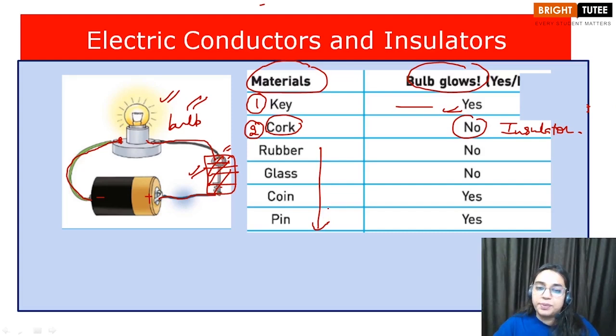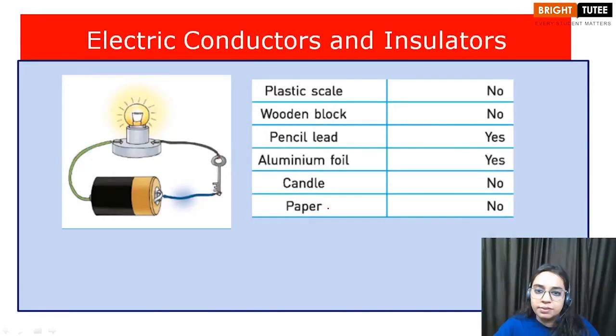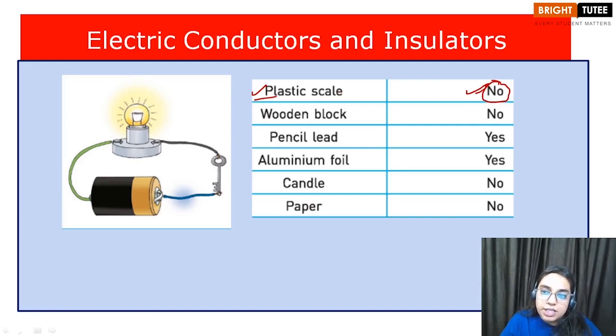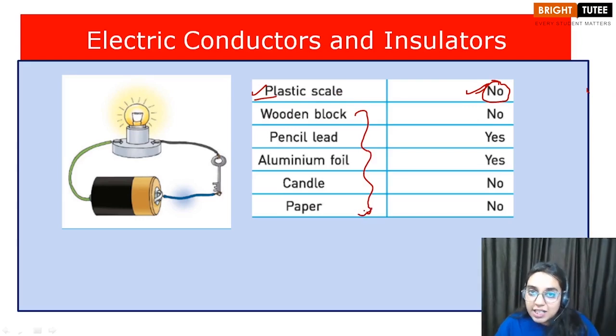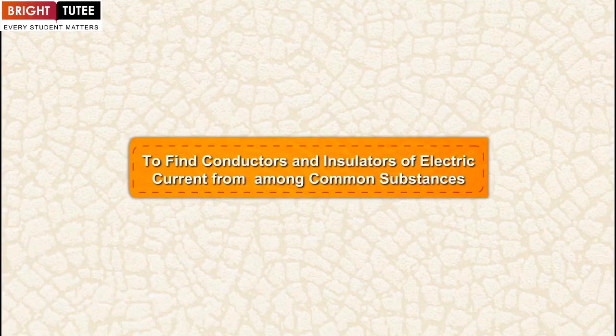Okay children, so let's now move ahead. We have written all the samples for you. For example, a plastic scale does not allow current to pass, because of which the bulb will not glow and it will be termed an insulator, and I am sure that you will be able to find the answer for all of the materials that you have selected. Okay children?